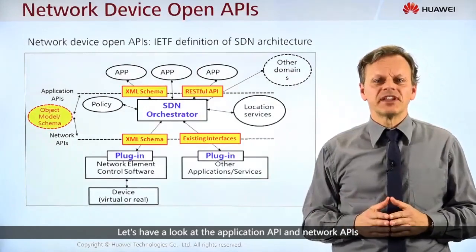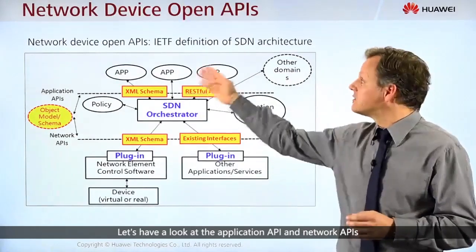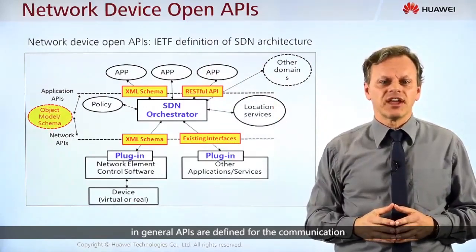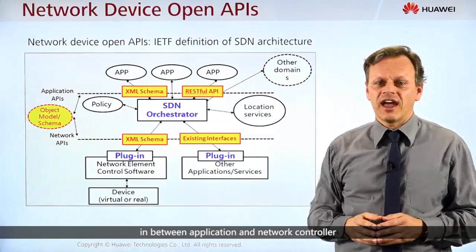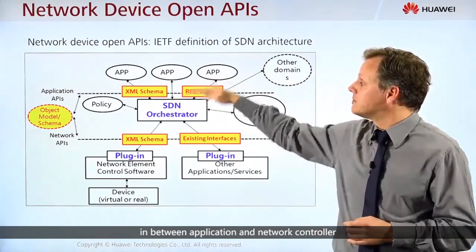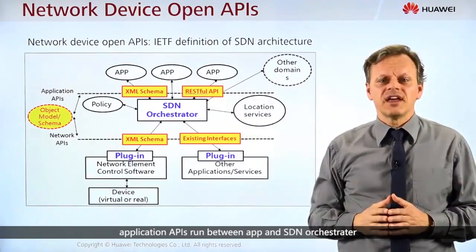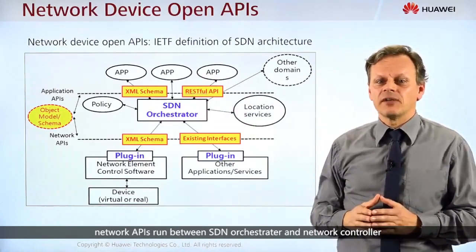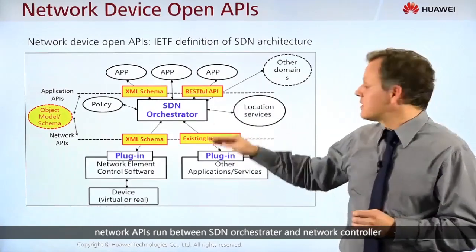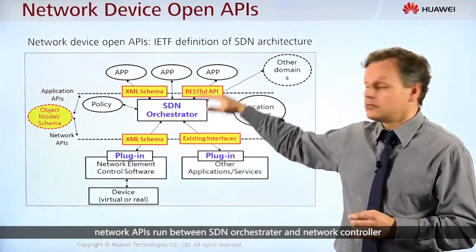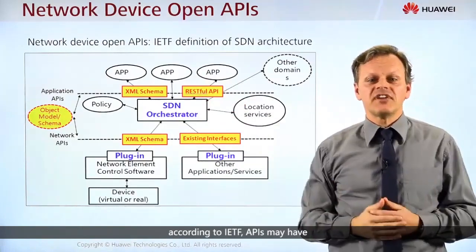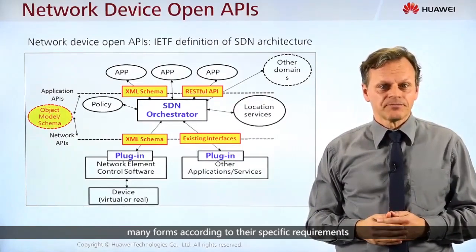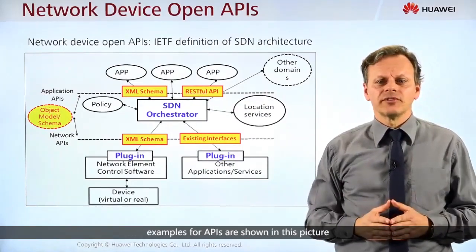Let's have a look at the application APIs and network APIs. In general, APIs are defined for the communication between the application and the network controller. Application APIs run between the app and the SDN orchestrator. Network APIs run between the SDN orchestrator and the network controller. According to the IETF, APIs may have many forms according to their specific requirements. Examples for APIs are shown in this picture.